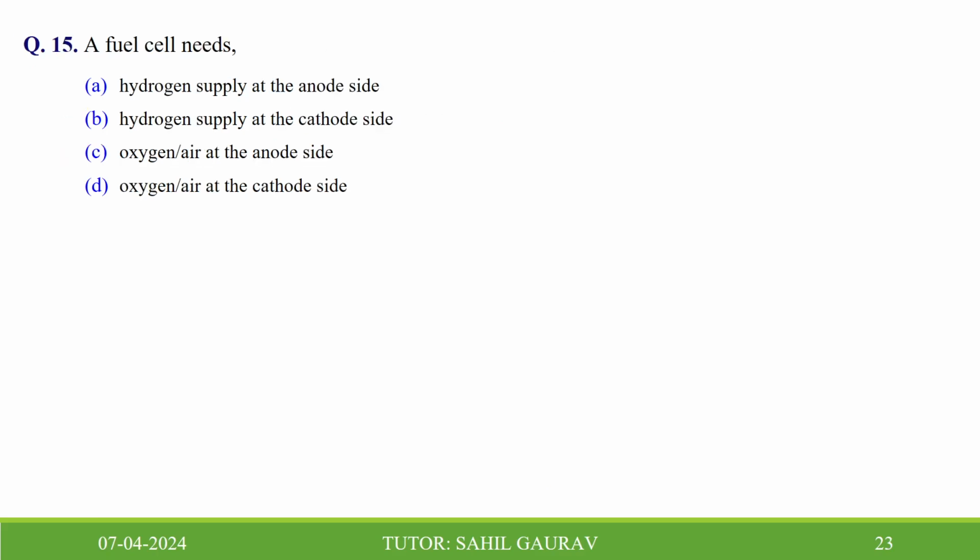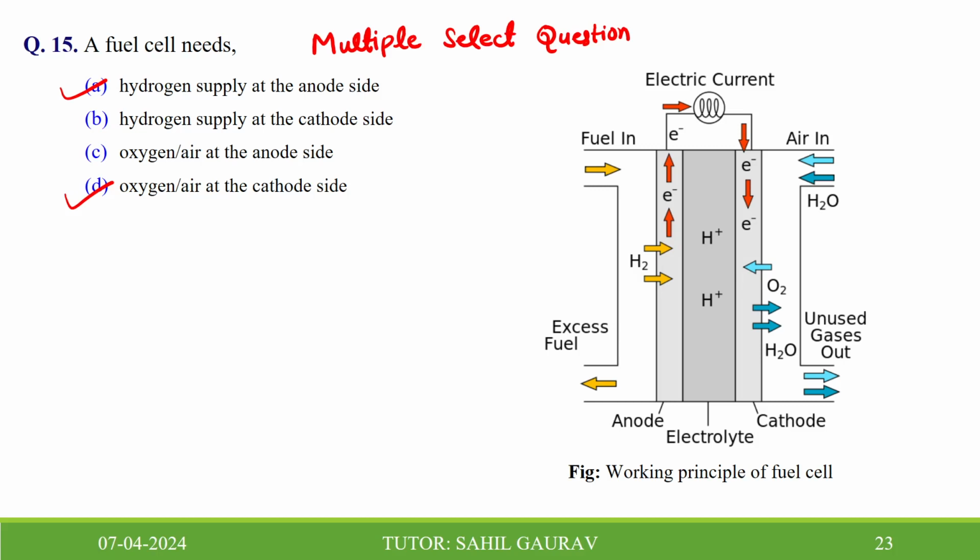Let us see the next problem. A fuel cell needs, and the options are hydrogen supply at the anode side, hydrogen supply at the cathode side, oxygen air at the anode side, oxygen air at the cathode side. And this is a multiple select question. More than one choice is correct. A and D. Yes, hydrogen supply at the anode side and oxygen air at the cathode side. So fuel in, so you can see at the anode side, hydrogen supply or H2, and at the cathode side, oxygen air.